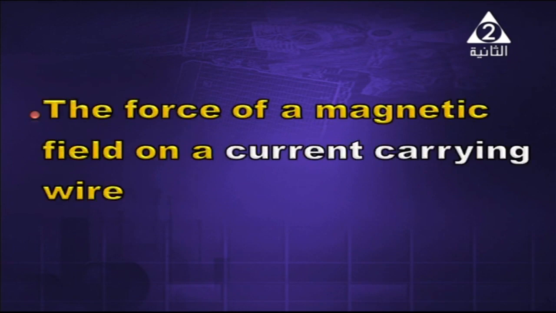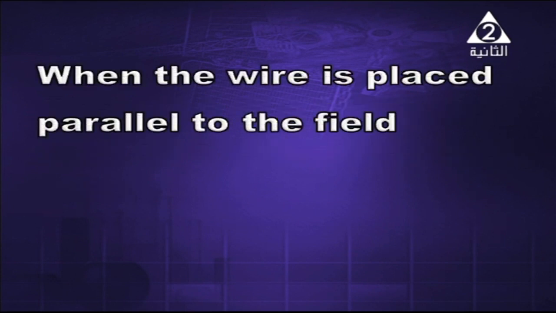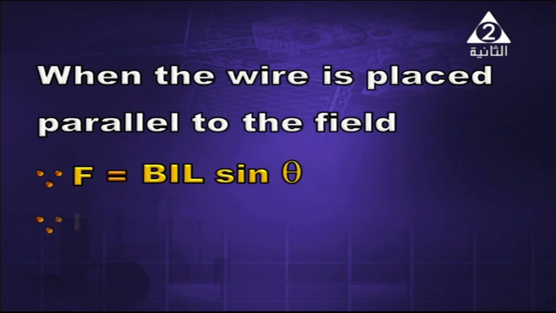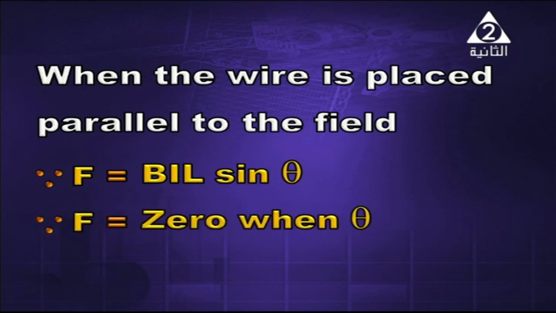When does the force of a magnetic field on a current carrying wire equal 0? When the wire is placed parallel to the field, the force will be equal to 0. Once again, the mathematical relation should be written. The force is equal to BIL sine theta. So the force equals 0 when theta equals 0, when the wire is placed parallel to the field.